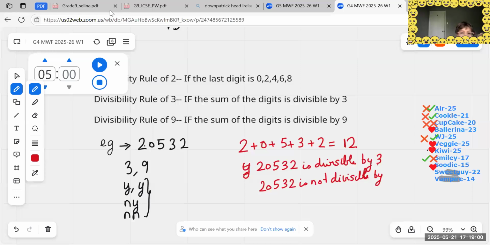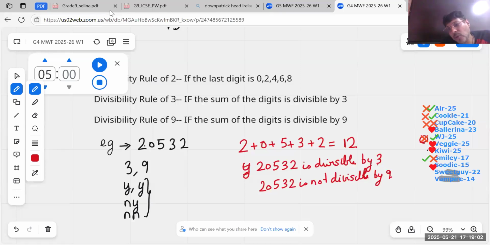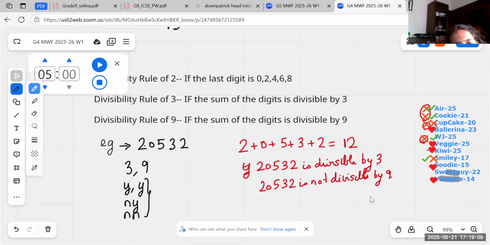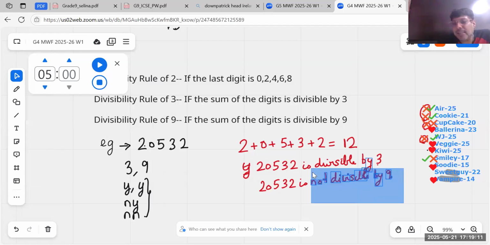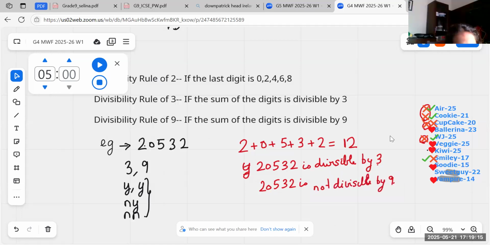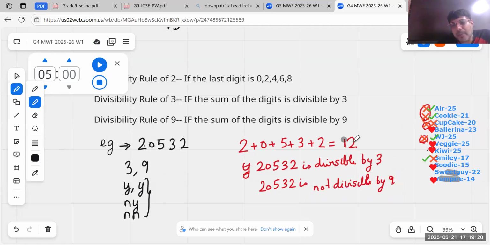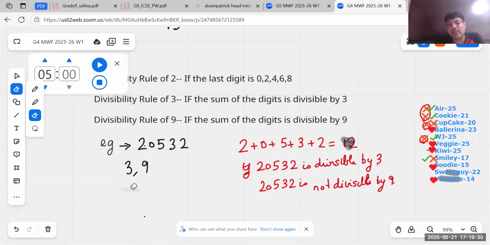तो समझ आ गया? Yes, sir. And Cookie, Air, Cupcake, Smiley, understood? Yes. Explain one more time. I just added the digits. When I added the digits, I got 12. Then I have to check 12 3 के टेबल में आता है कि नहीं आता. तो 12 3 के टेबल में आता है. So this is divisible by 3. Then I checked कि 12 9 के टेबल में आता है कि नहीं आता. Because 9 के टेबल में नहीं आता, then it is not divisible by 9.